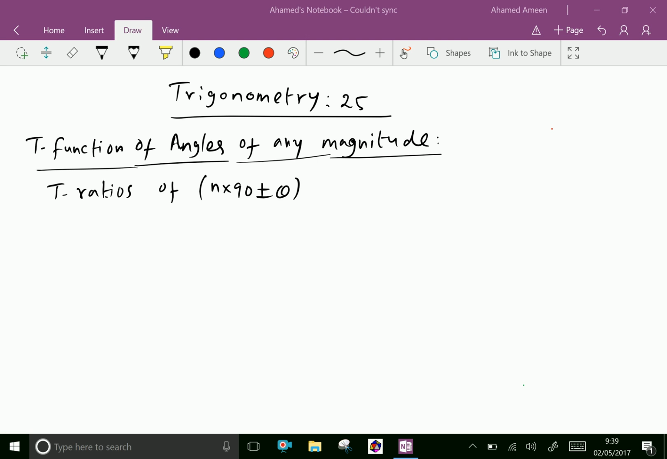Welcome to aminacademy.com. Now let us see T ratio of angles of any magnitude in trigonometry. Now T ratio of n into 90 plus or minus theta.